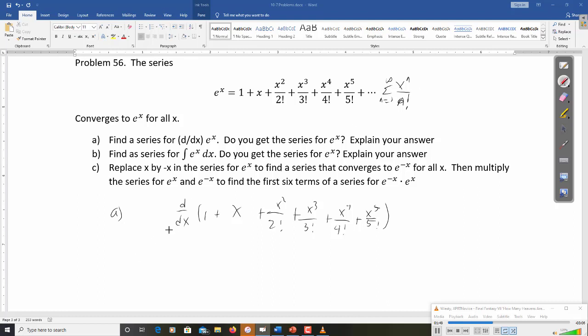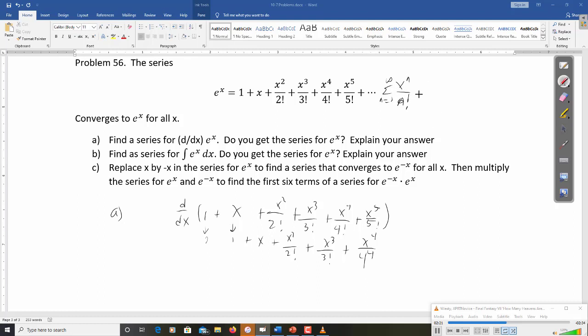So, just doing that, you can tell this derivative is 0, 1, bring down the 2, it cancels out, you just get x. Bring down the 3, it cancels out, you get x^2/2!. Bring down the 4, it cancels out, so you just get x^3/3!, plus x^4/4!.